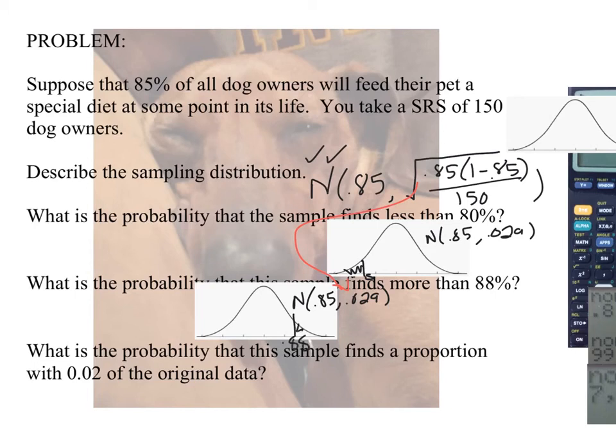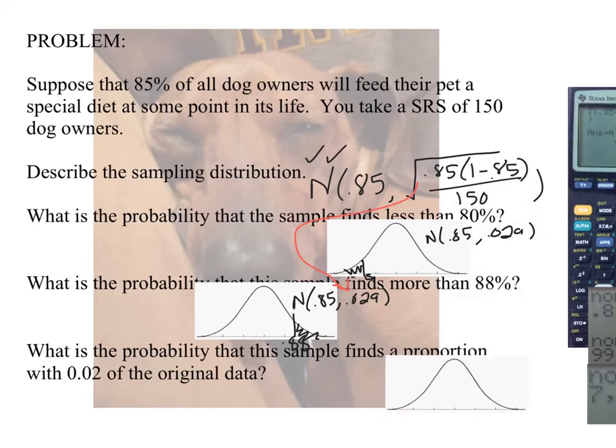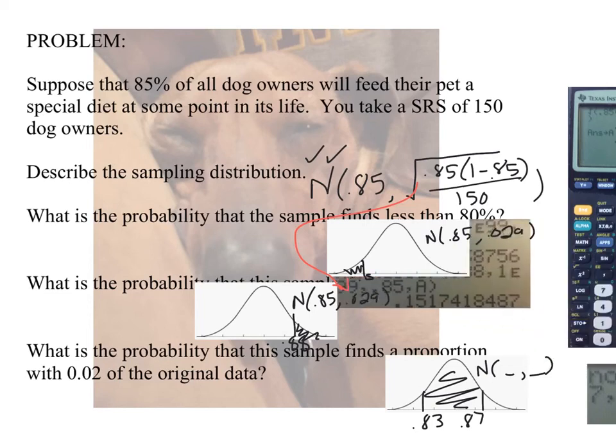0.88 and shade up. And finally, what's the probability that the sample finds a proportion within 0.02 of the original data? So now, within 0.02, of course, we've still got the same normal setting. I'm just going to leave it blank for just a second, because I know that I'm running a little long here. Within 0.02 of the original data. So let me pull in the solutions here.